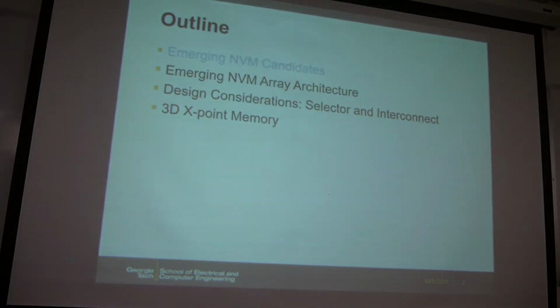So this is the outline. We will talk about a few emerging non-volatile memory candidates, and then we will talk about the array architectures and the design considerations for the array architectures, because we may have some problems when we use those devices. So in particular, we are going to talk about the crosstalk, the sneak path, and then we will discuss why we need the selector devices. And at the very end of the section, we will briefly talk about the 3D XPoint memory from Intel and Micron.